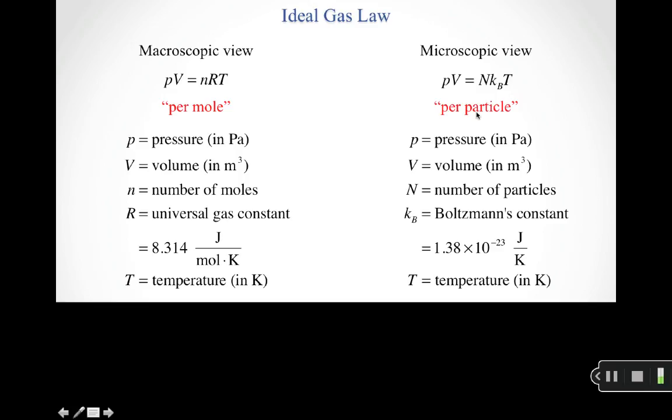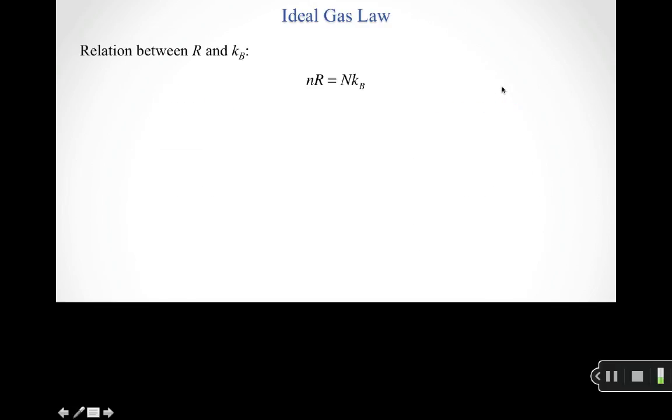Now, these two things have to relate to each other, right? P, V, and T are all the same. So that tells me that there has to be a relationship between little n times R, the number of moles times my universal gas constant, and the number of particles times the Boltzmann constant. I can see from my equation that those two things have to be equal to each other. And then it works out that Avogadro's number, which tells me the number of particles per mole and has a value of 6.022 times 10 to the 23rd, is what I can use to get back and forth between how these four quantities relate to each other.